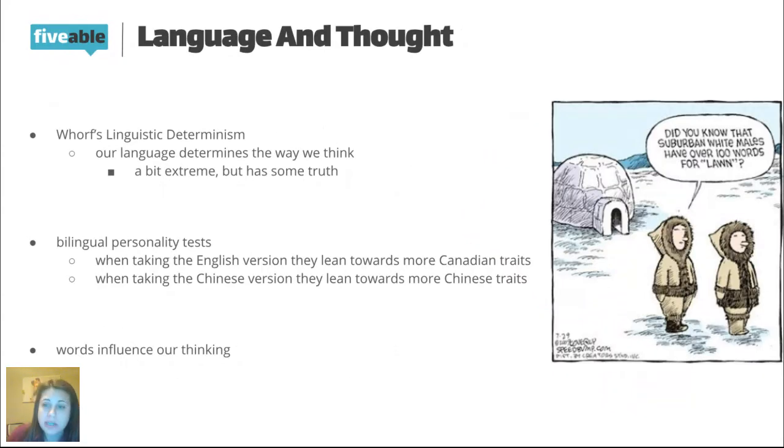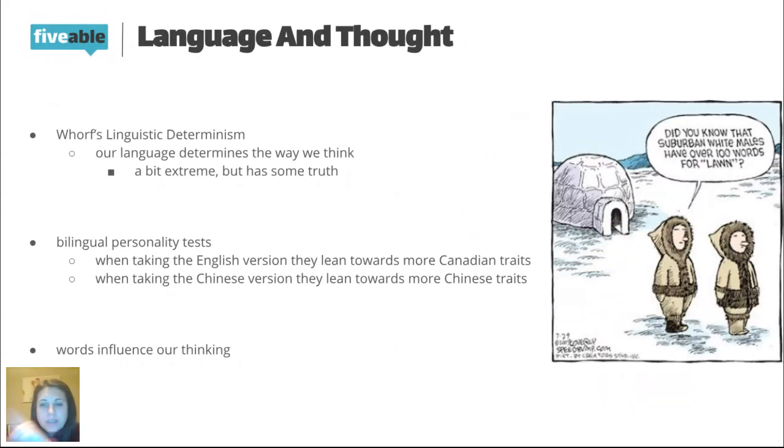They gave them a personality test in Chinese, and they gave them a personality test in English. When they took the personality test in English, they leaned towards more Canadian or Western traits. So things like being independent, being unique, being your own self, doing what's best for you, and your own good. Those sorts of traits seem to pop up more.